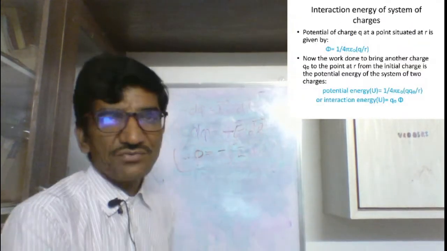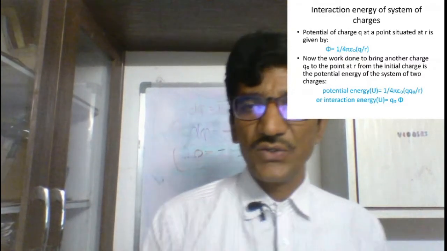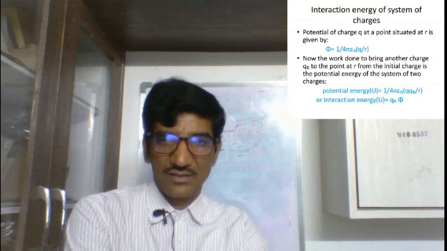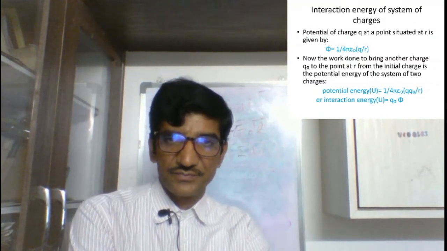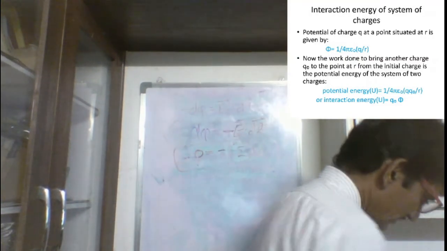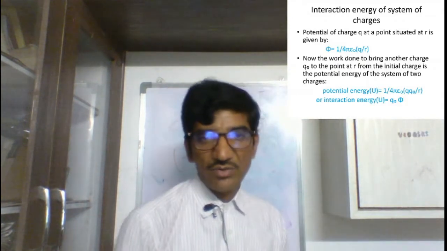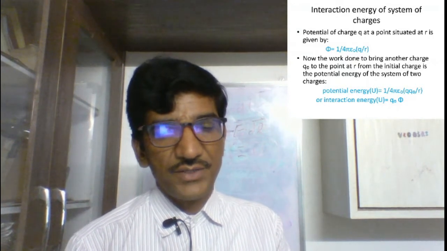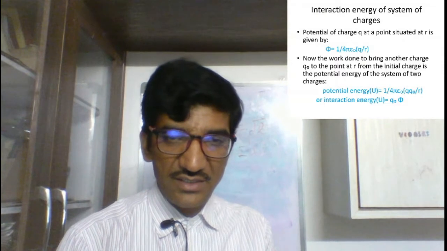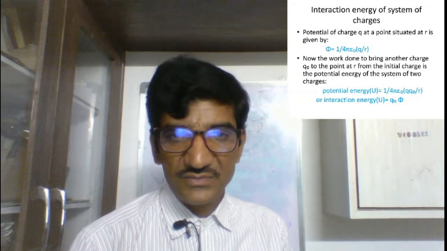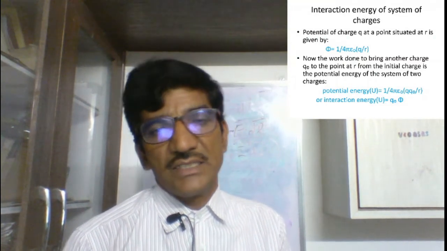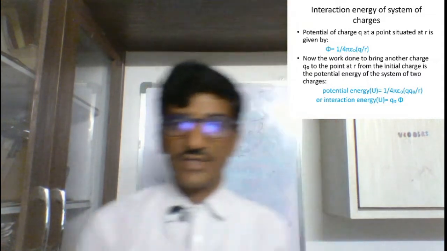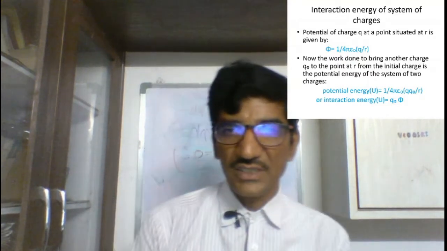Now, after this relation between electric potential and electric field, we will go for the interaction energy of the system of charges. What is the interaction energy? After the work, we are going to study the electrostatic energy. You know that work and energy are the same. If you do some work on the system, that will be stored in the system as energy. Here you have to note the difference between total potential and total interaction energy of the system. We intend to find the interaction energy of the system of charges.